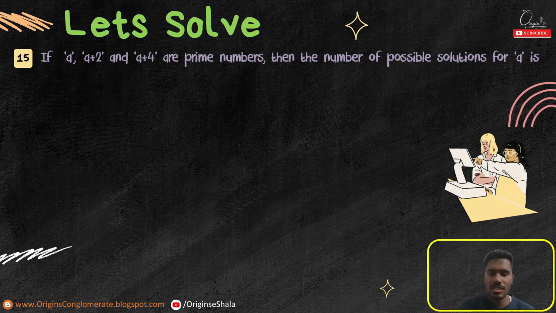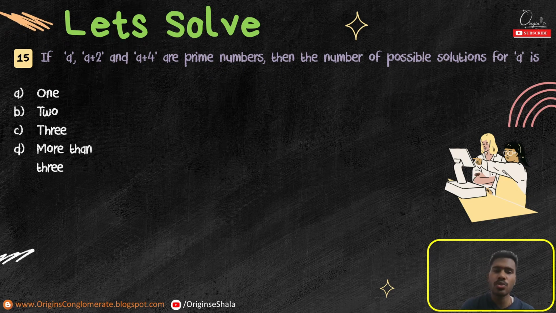Now this time let's do a bit of wordplay. I'm having prime numbers in the form of a, a plus 2, a plus 4, and I need to find the number of possible solutions of a. That means what prime numbers can I put at a such that a plus 2 and a plus 4 have to be prime as well. That is what this question is saying. So I need to find the number of solutions, not the exact value, but the number of solutions.